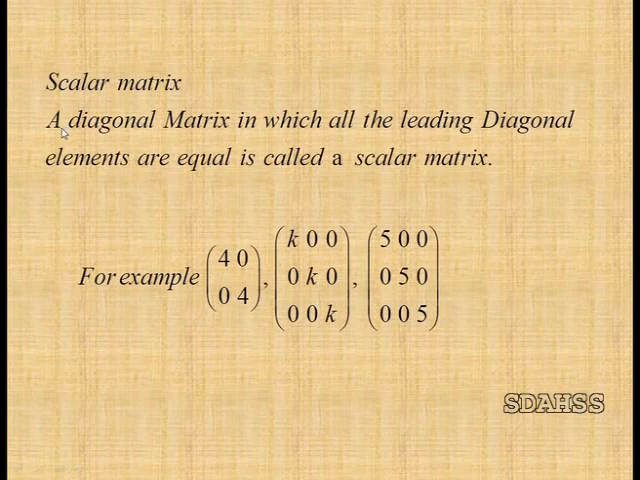Scalar matrix: a diagonal matrix in which all the leading diagonal elements are equal is called a scalar matrix. For example, 4, 0, 0, 4. The leading diagonal elements are equal.